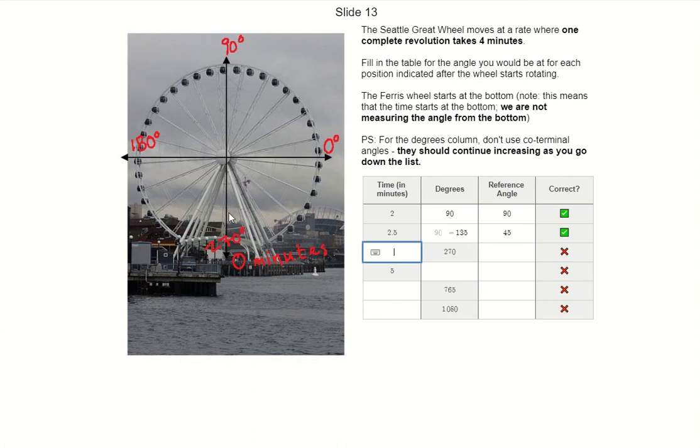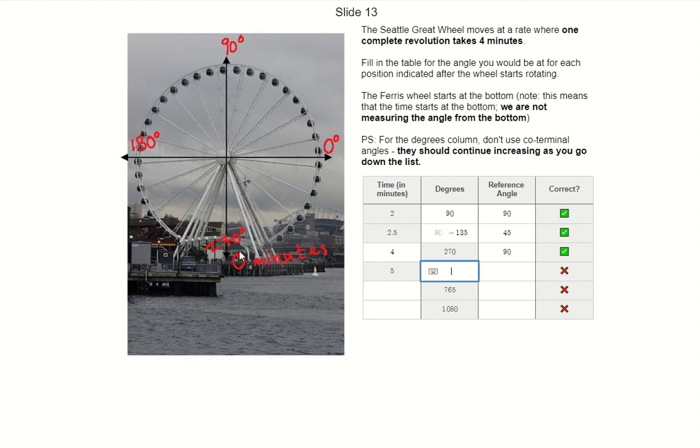All right, 270, that's right here, right? That's right at the bottom where we started. We didn't start at 270 though. See, our time is increasing, so that means we must have made 1 full revolution. We started here at 0 minutes, 1 minute, 2 minutes, 3 minutes, and 4 minutes to get to 270, 1 full circle. And then the reference angle there, just like we saw before, it's a 90-degree angle.